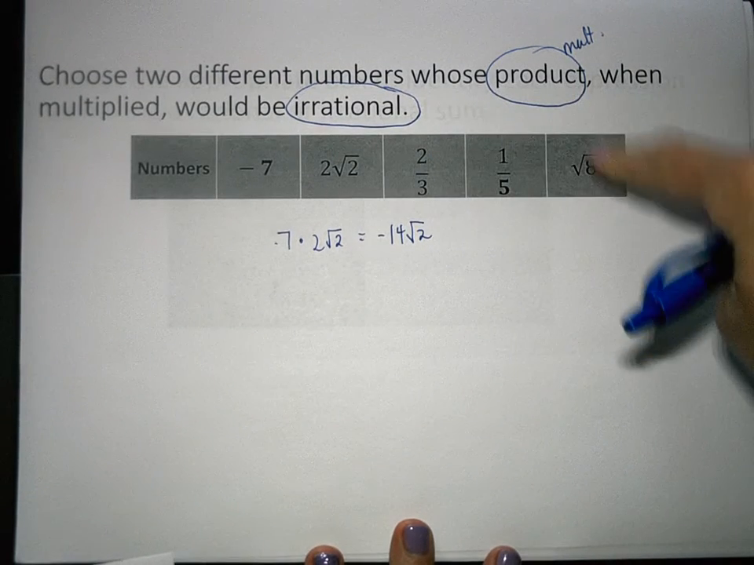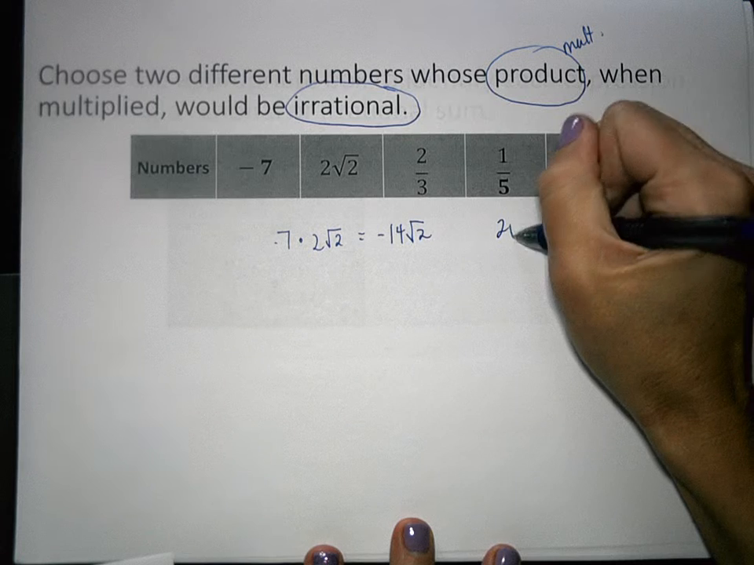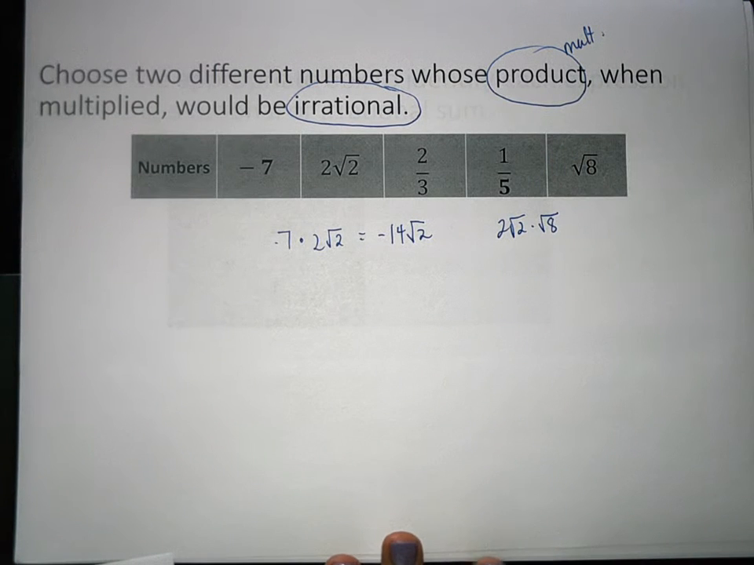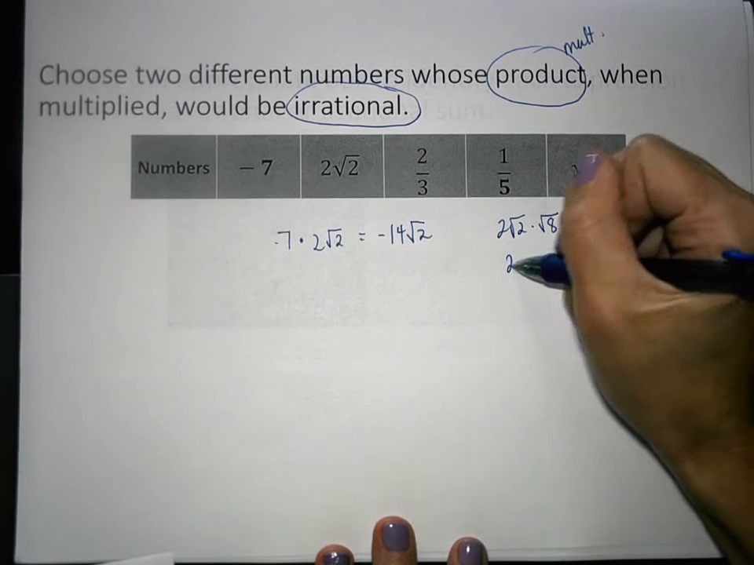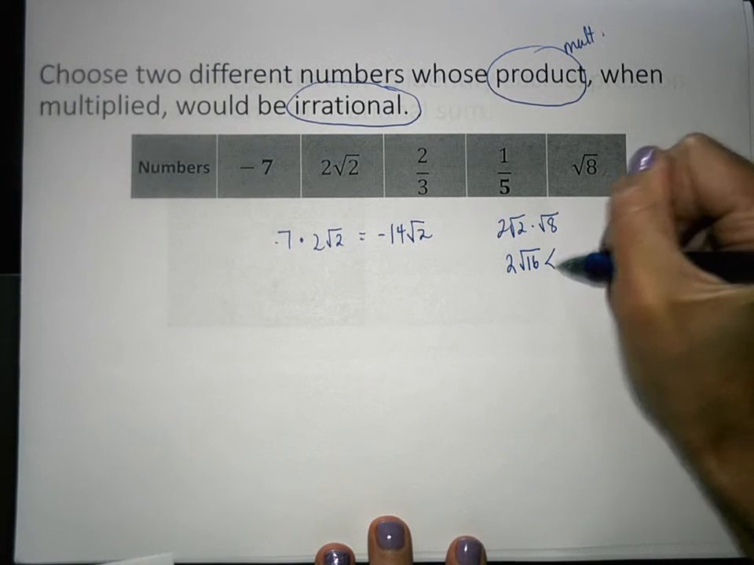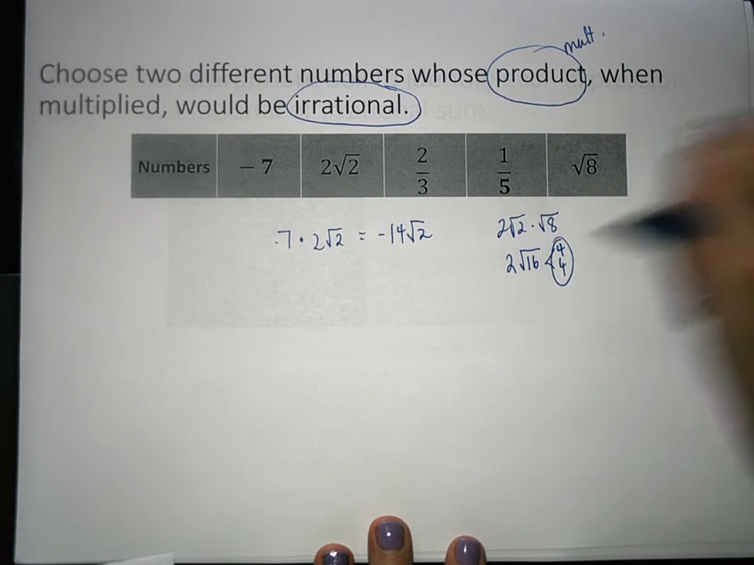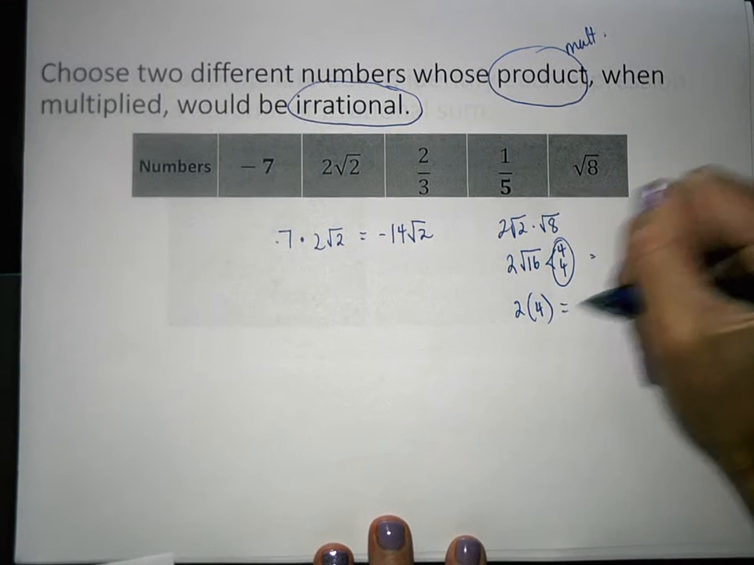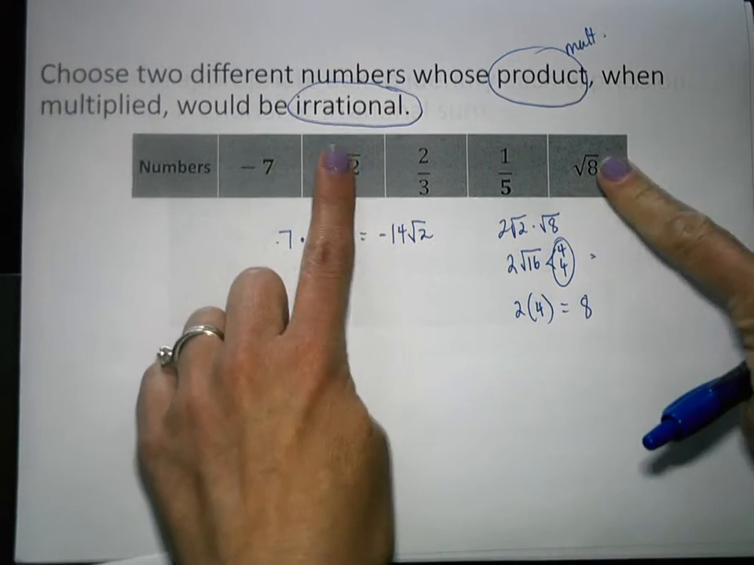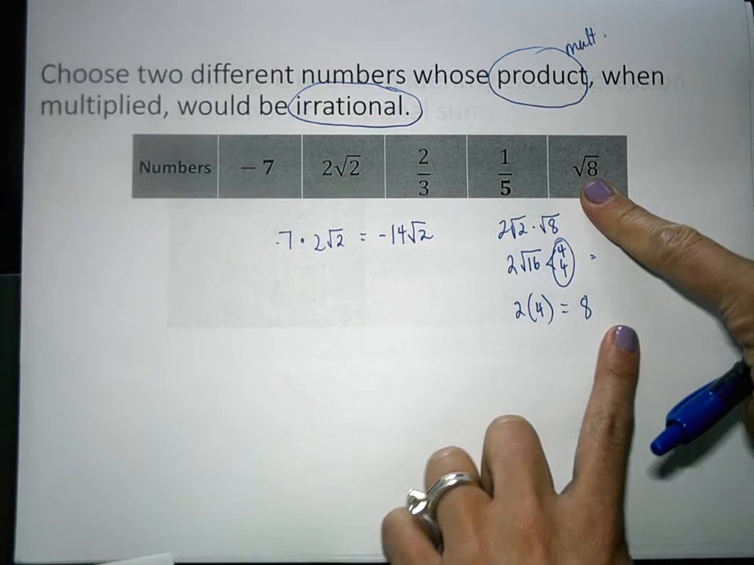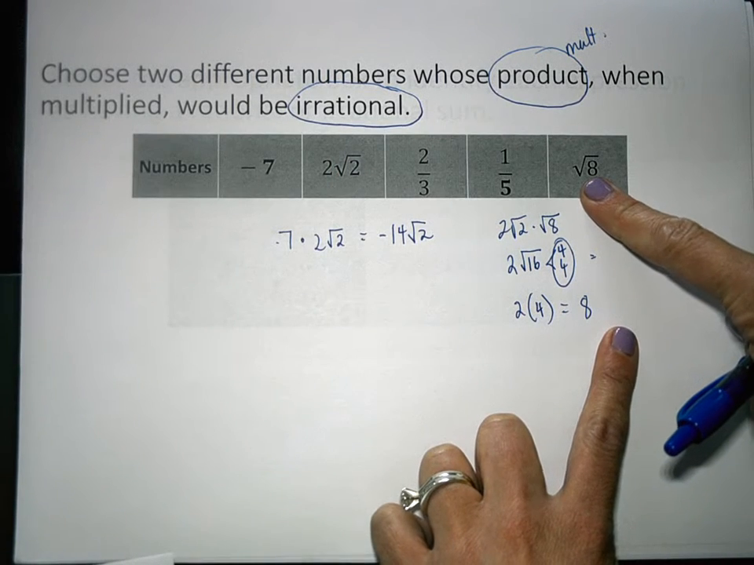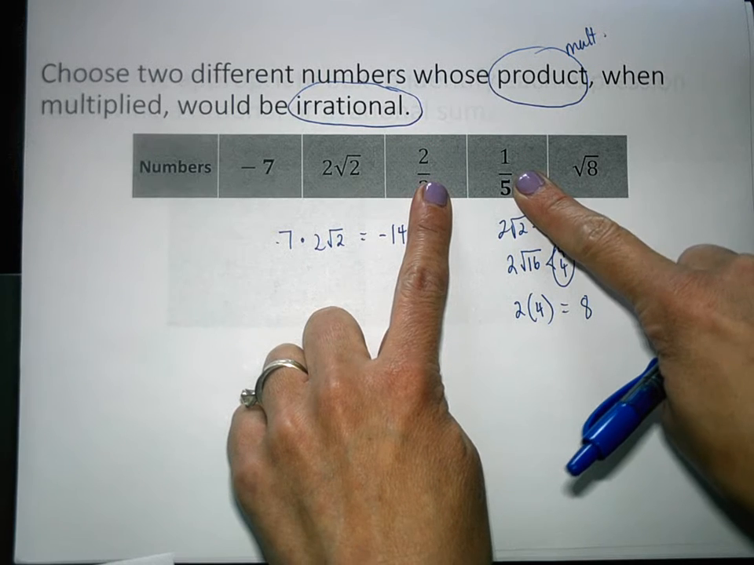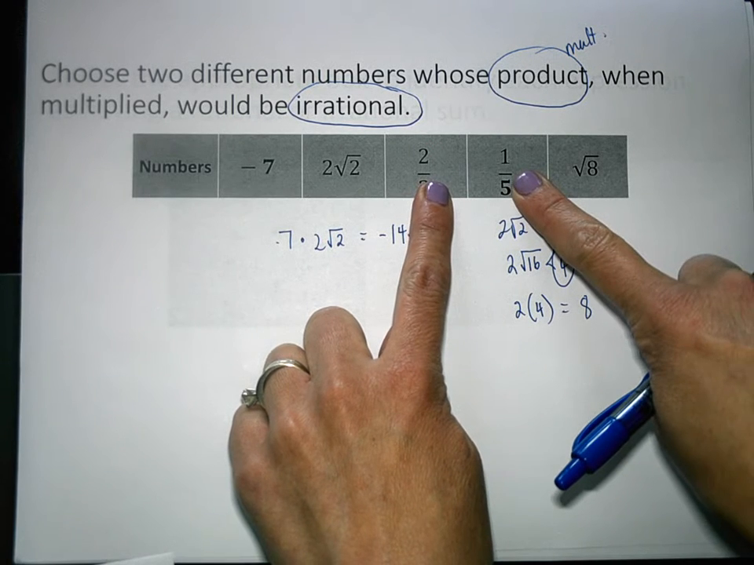If you took 2 root 2 times root 8, that would end up making a rational number, because this would be 2 root 16, and we know that 16 breaks down to 4 and 4. And so you'd end up with 2 times 4, which equals 8. So you couldn't choose those 2, because when they're multiplied, they make a rational number. Two fractions multiplied together will not give you a root. You'll still have a fraction. That would be rational. That wouldn't work.